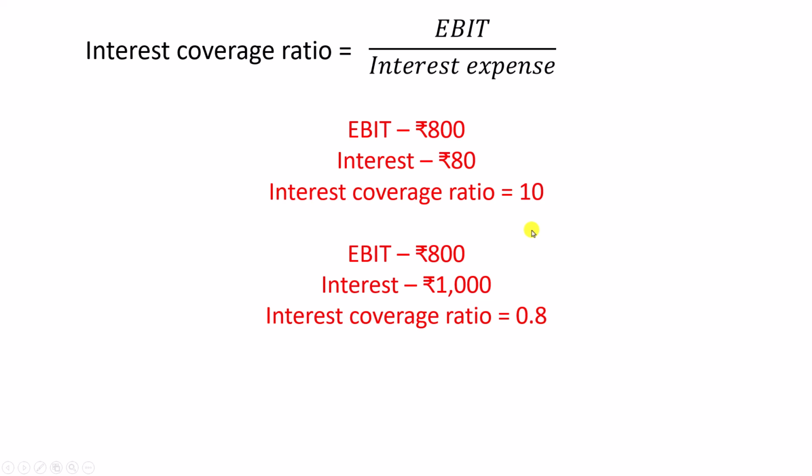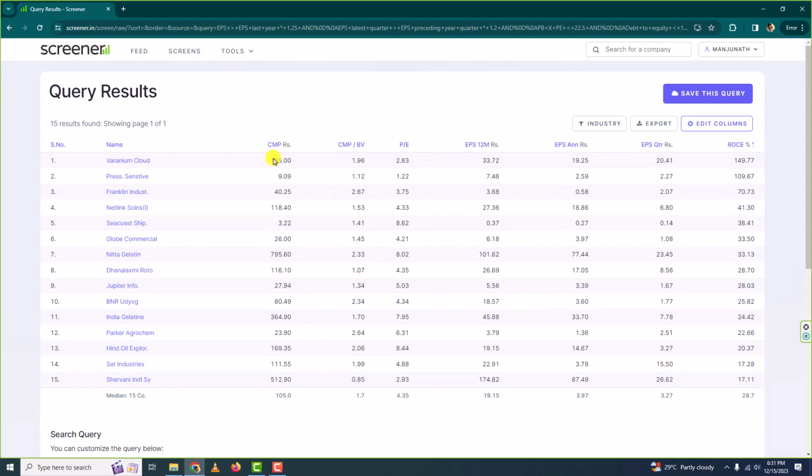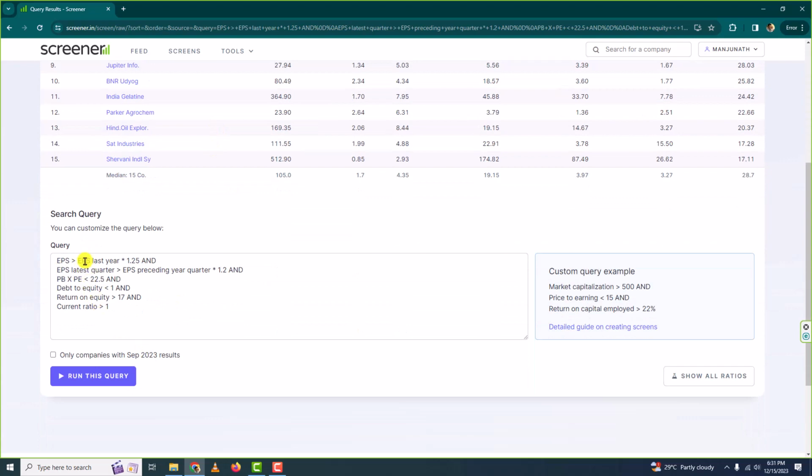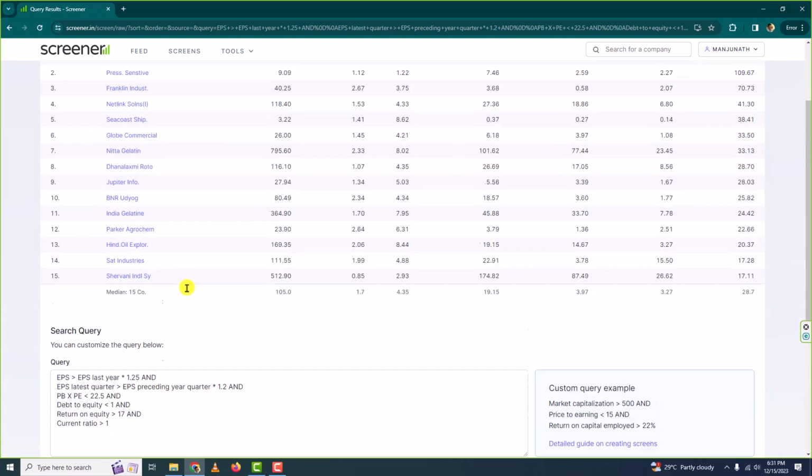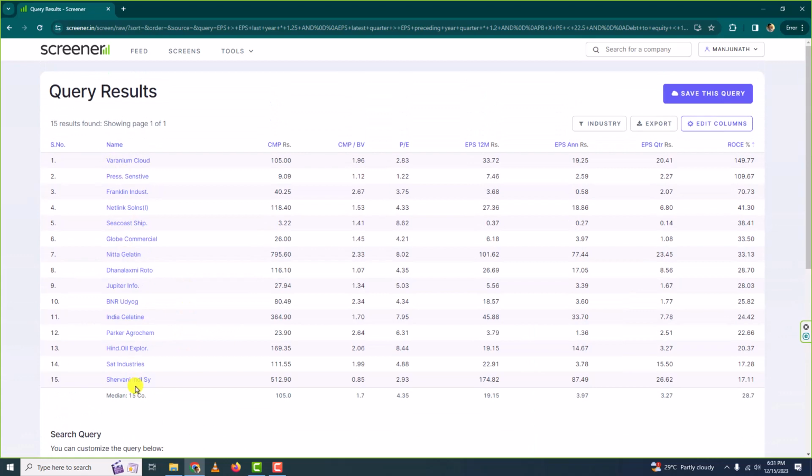Now, let me use this interest coverage ratio in the screener and make some adjustments and show you. So I'm on screener.in and I have applied all these conditions that we have learnt up until now and have got 15 companies here.